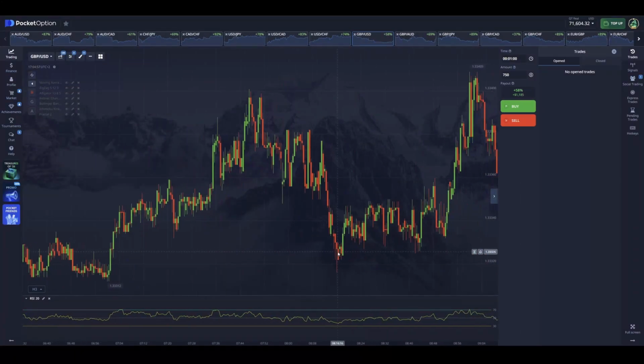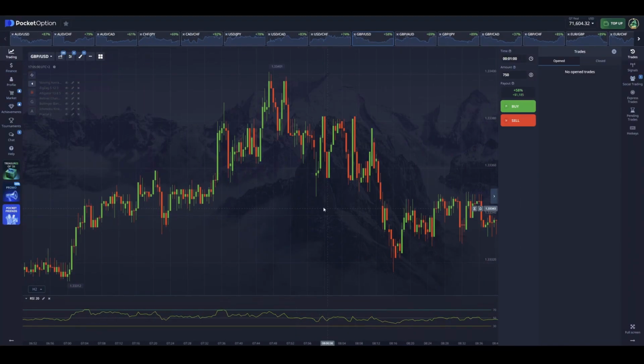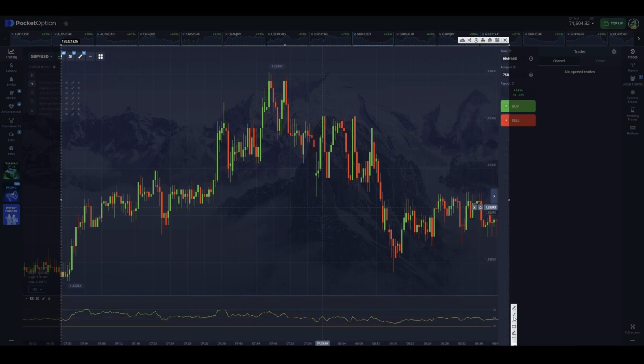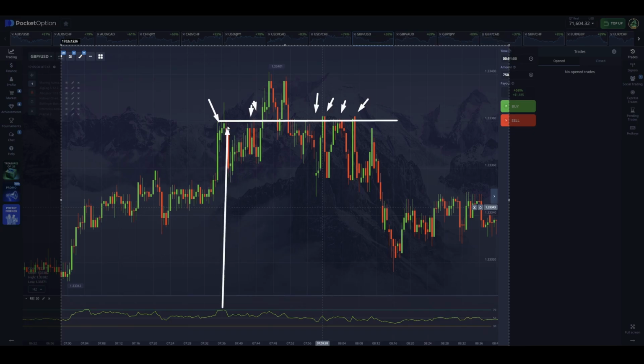Let's look at an example like this. Here's actually a pretty good example, so we can observe. Right here we have this kind of level. I think everyone can see that we had several touches here, and all of them make it clear that this is a level.